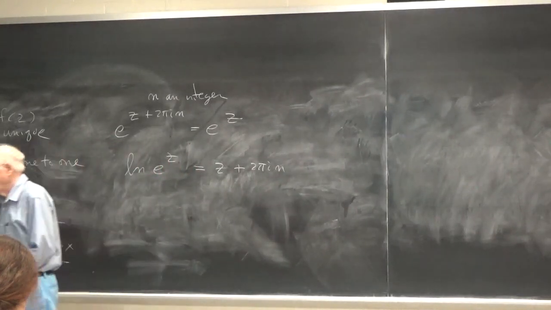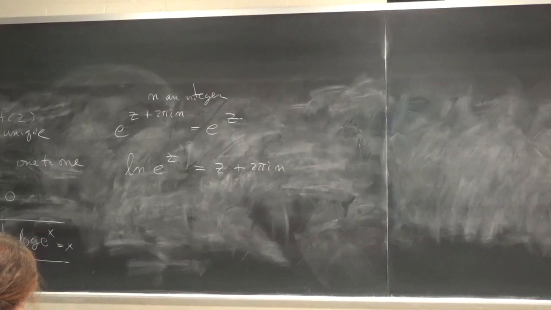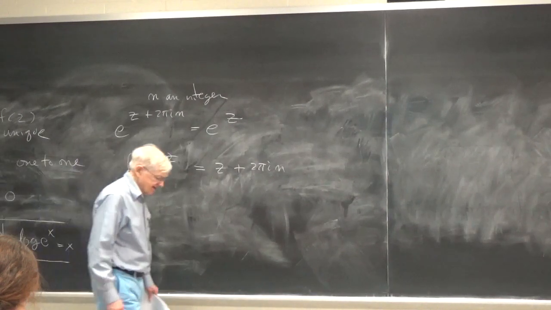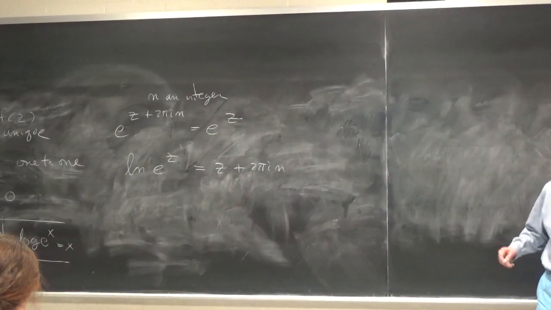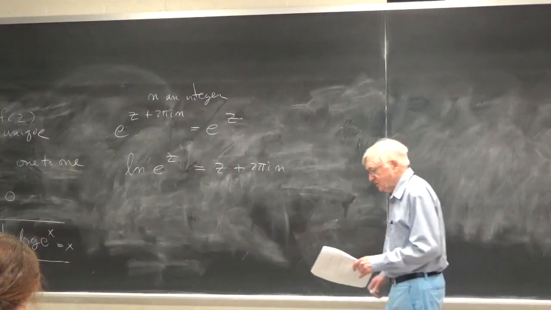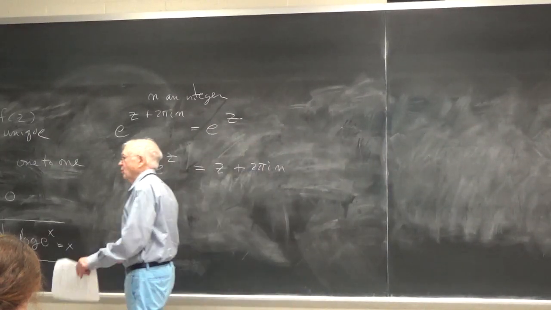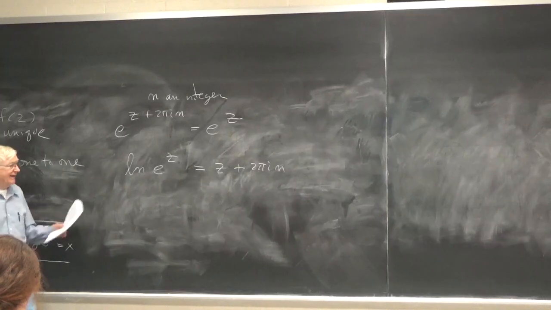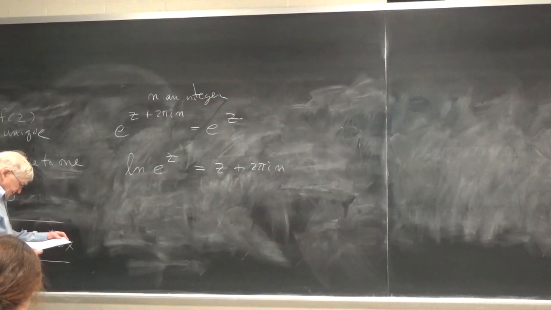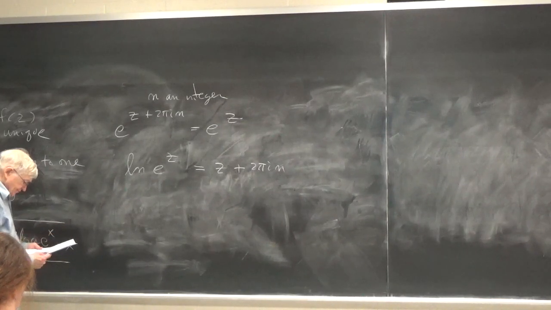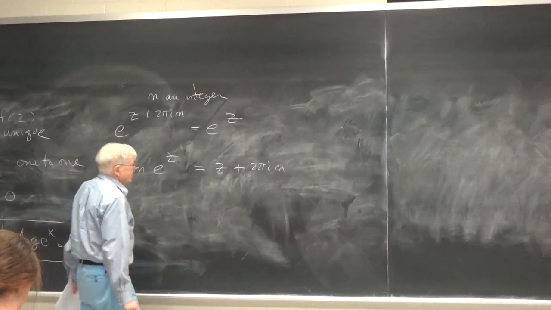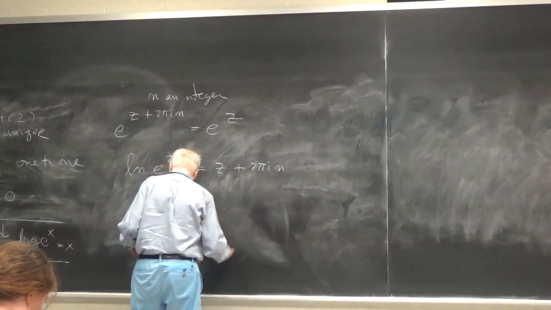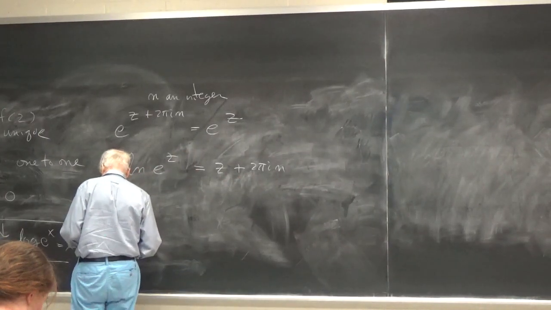And so there's an ambiguity here. And so what people do is they set up conventions. Each time you do a problem, you're going to have to decide what your convention is, what n you're going to use. So basically, what's your convention for the logarithm?